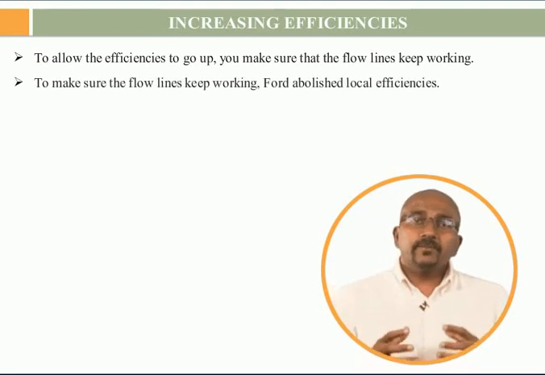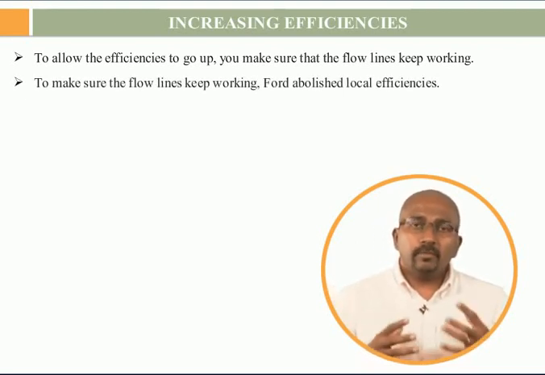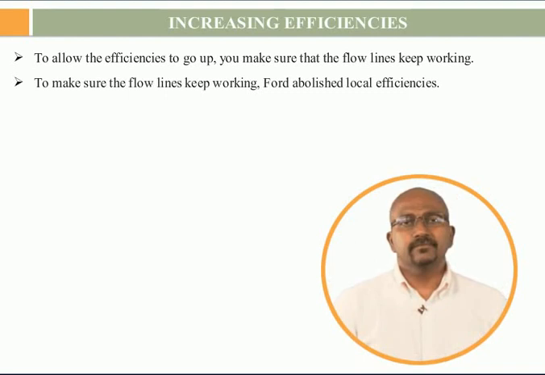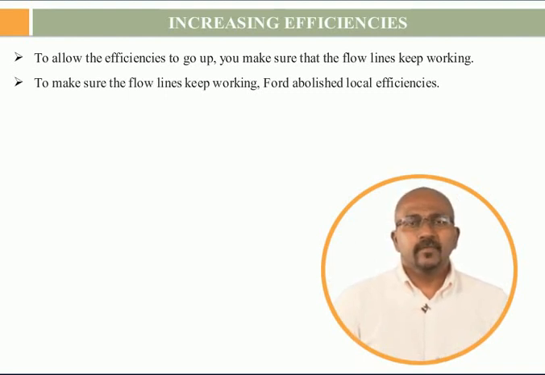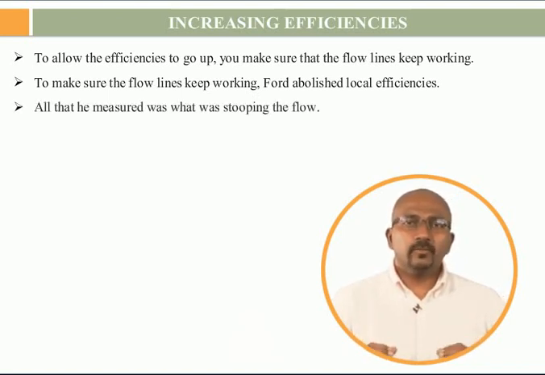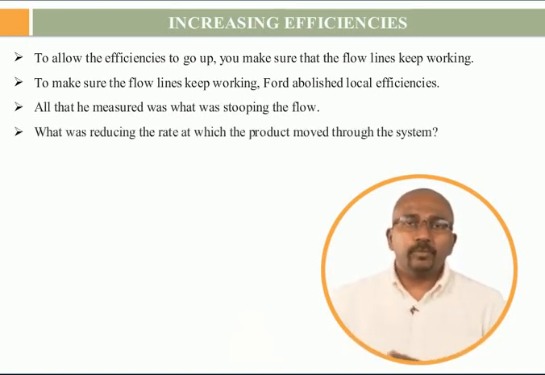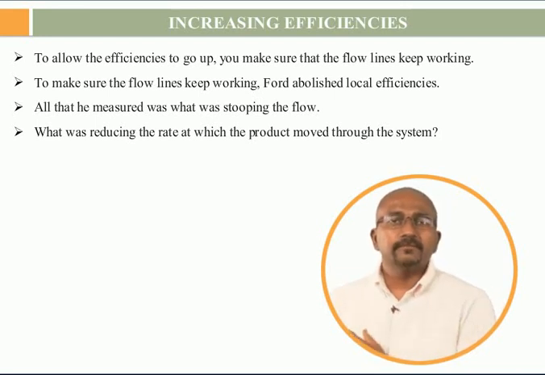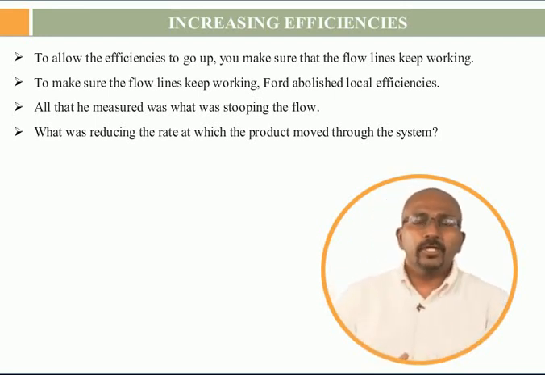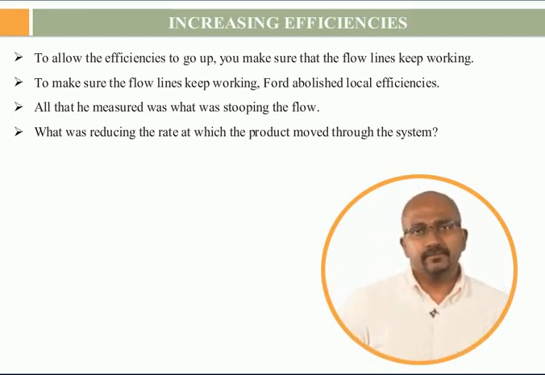To make sure that the flow lines keep working, Ford abolished local efficiencies. He never measured local efficiencies of stations. All that he measured was what was stopping the flow, what was reducing the rate at which the product moved through the system. If it was a quality problem, quality was analyzed.